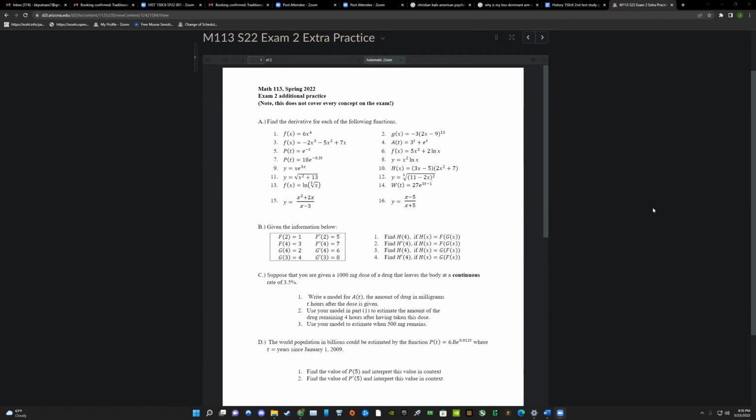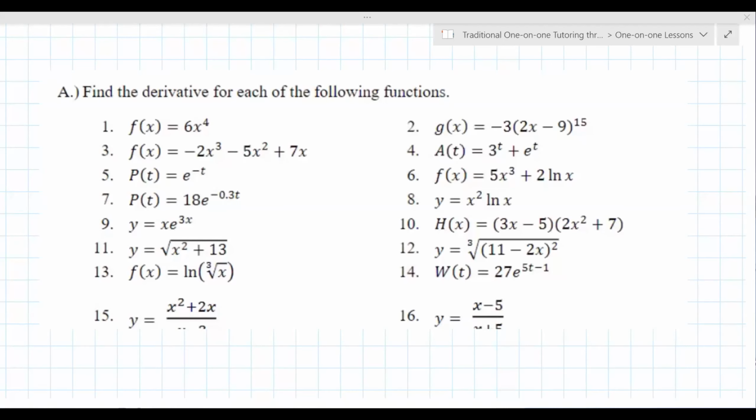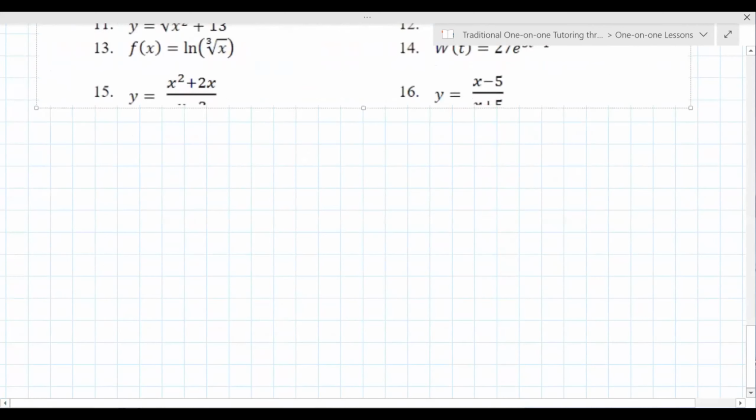So number 5 is P of T equals e to the minus t. I was trying to really emphasize when we're meeting in person that this right here, you need to keep with it, because your next line is the derivative and your instructor wants to see this notation. So the derivative is itself, but then you have to take the derivative of the inside function. So what is the inside function?